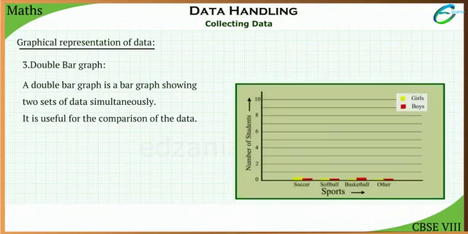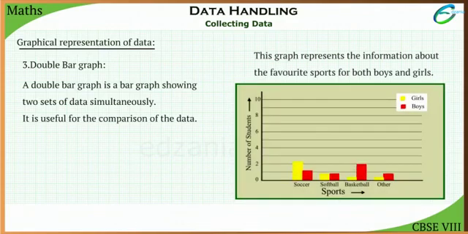Now we have a double bar graph which represents the number of boys and girls that are interested in following sports. Yellow bars represent the number of girls interested in the given sports, and red bars represent the number of boys interested in the given sports. We can compare the favorite sports between girls and boys using this double bar graph.